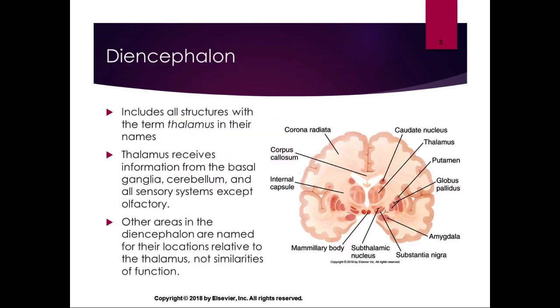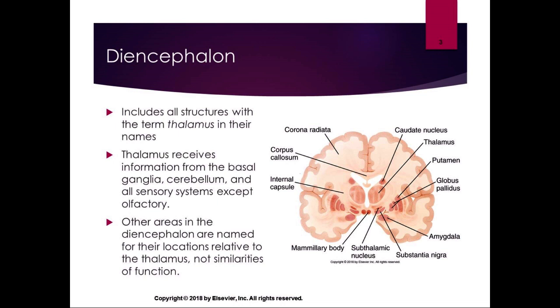The diencephalon, like I said earlier, includes all structures with the term thalamus in their names. So in this picture, you see the thalamus is the little egg-shaped part that's right at the center of the brain. And we've talked about how when you're with sensation, in order for us to be aware of any sensation, it has to go through the thalamus.